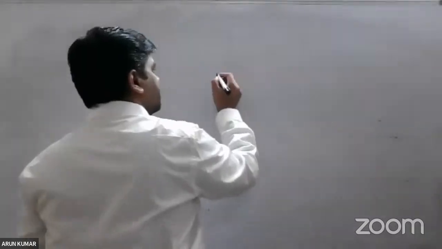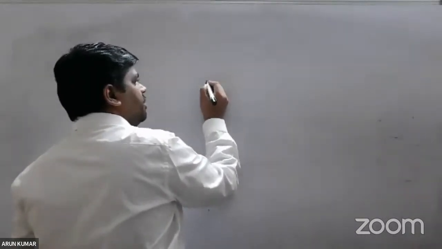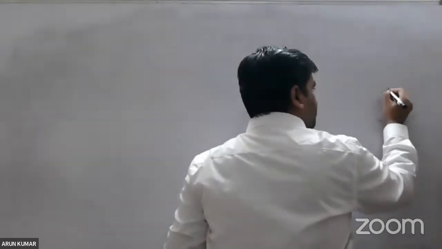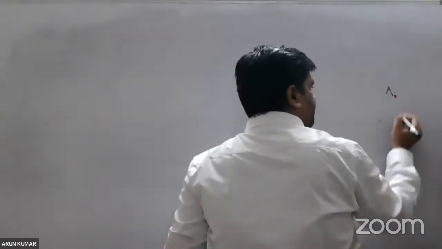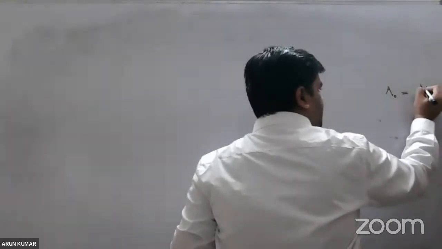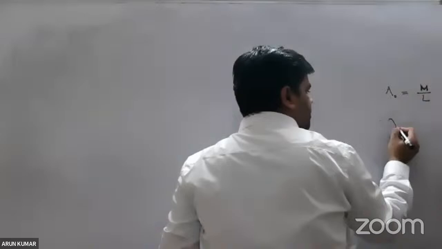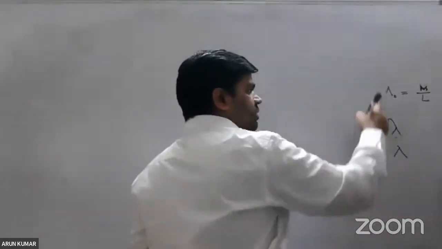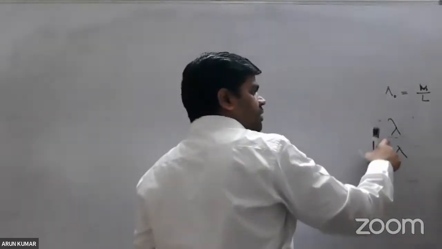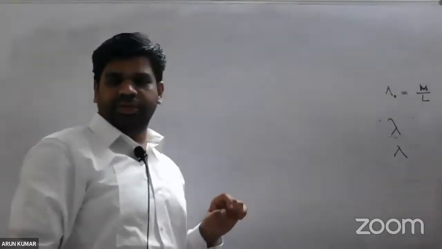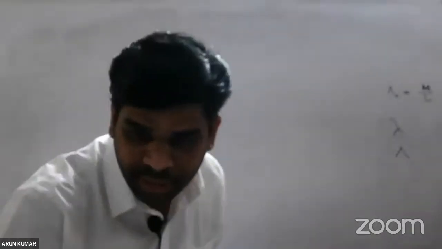Okay, now look at this, students. I've got a rope of linear mass density lambda naught. So lambda naught is equal to mass per unit length. This is small lambda, Greek lambda, and this is capital lambda. I'm using capital lambda. So lambda is m by L. Mass per unit length is lambda. That's called linear mass density.